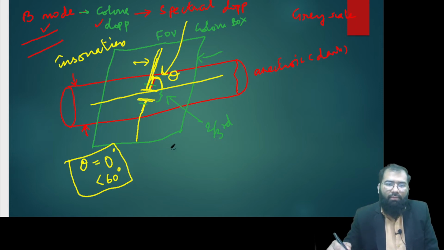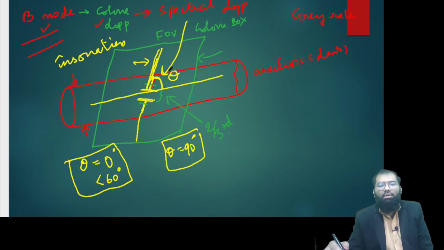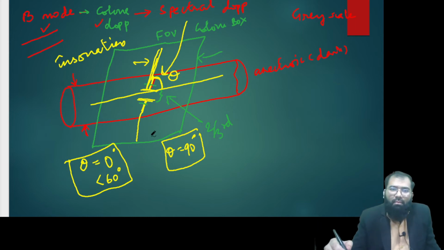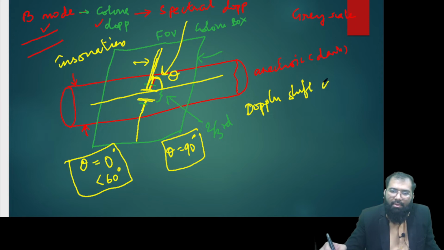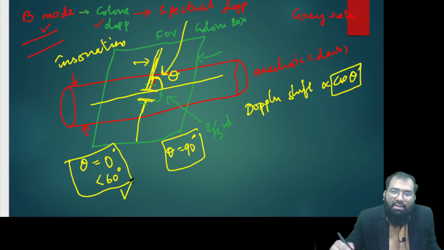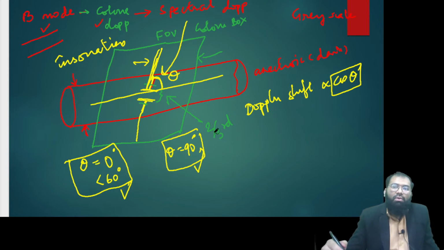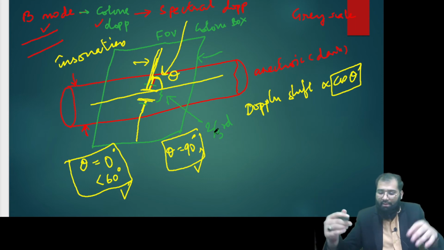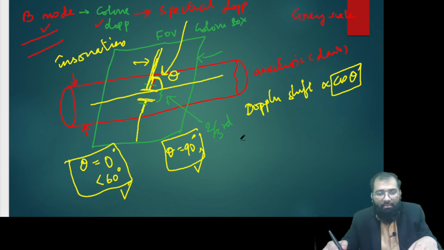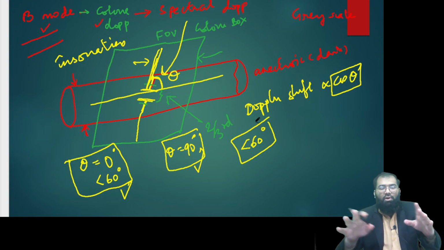Now if theta becomes 90 degrees, then ideally, theoretically speaking, it should not show any color flow, because the Doppler shift is directly proportional to cos theta, that is, cos of the angle between them. Cos 0 is 1, so you get maximum accuracy, whereas cos 90 is 0, so the Doppler shift becomes 0. So where do I apply this? When it comes to any Doppler, limb Doppler or anything, you should try to keep the angle less than 60 degrees. If you don't keep this, your Doppler is useless.